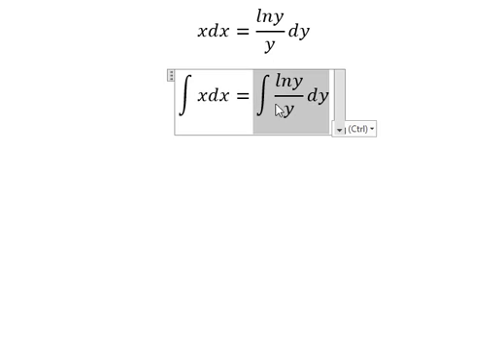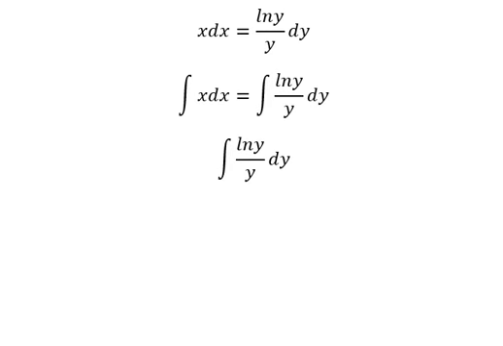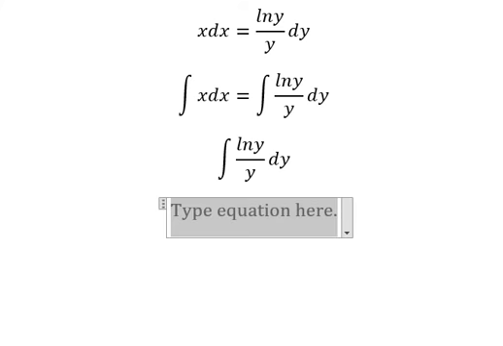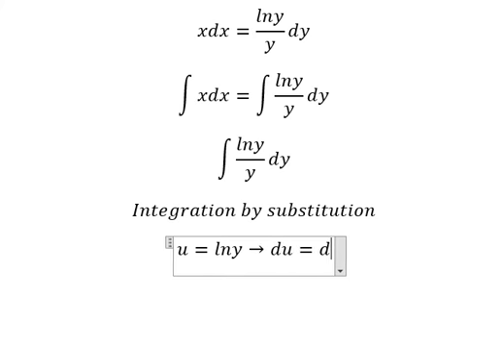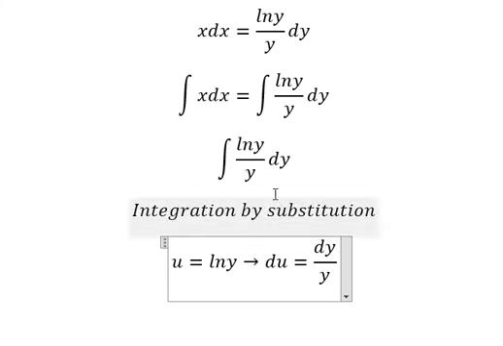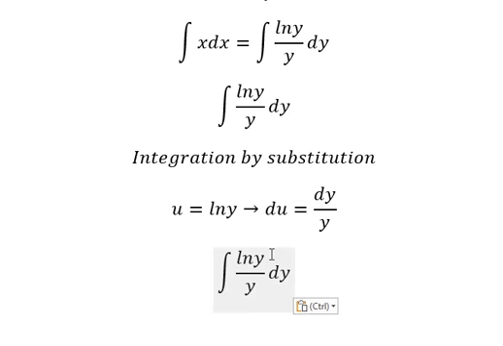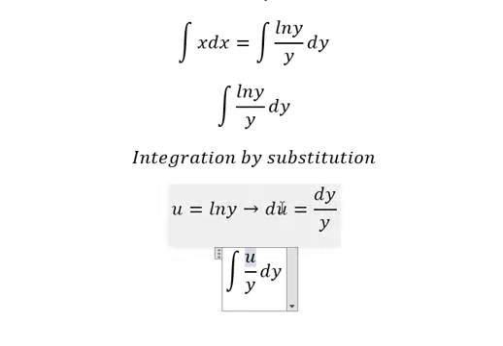Next, I will concentrate on this one. So we need to use integration by substitution. So I will put u equals ln x. After that, we do the first derivative for both sides. This one we change to u. This one we change to du.